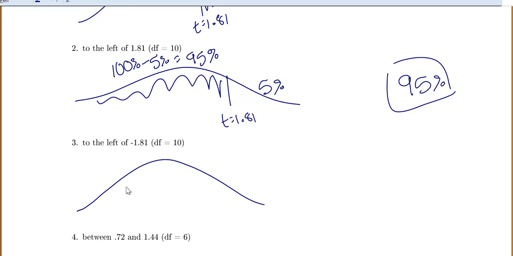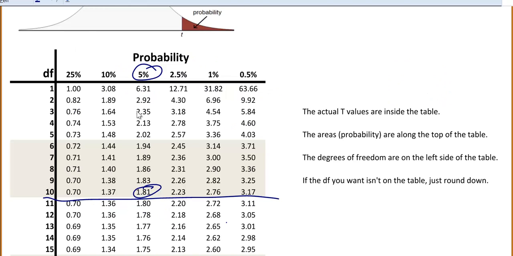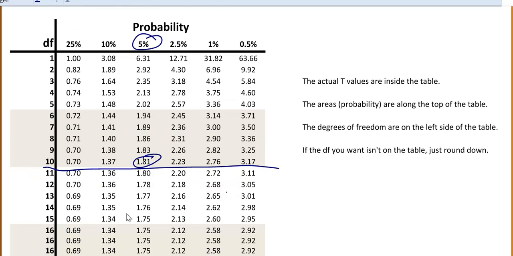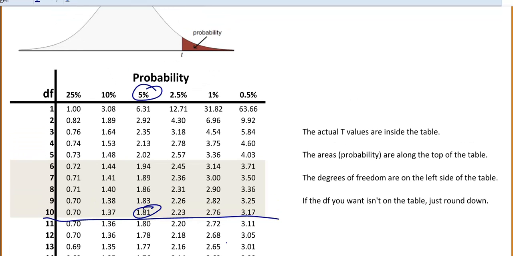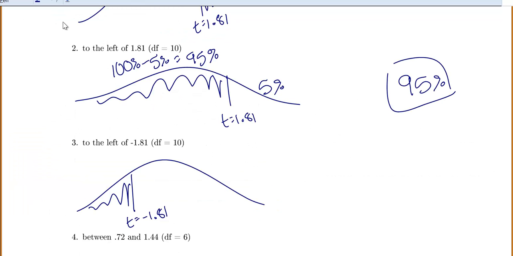Now my next one, I want to find the area to the left of t equals negative 1.81. Now this is an issue because if I go to my t table, it doesn't give me any areas to the left. But also notice if you look at the t values inside the table, they're all positive. There are no negative values. So anytime you're interested in negative, you have to use symmetry.